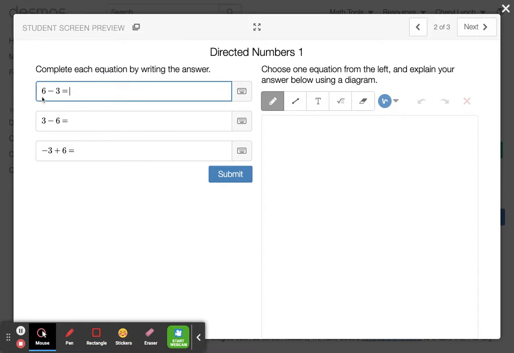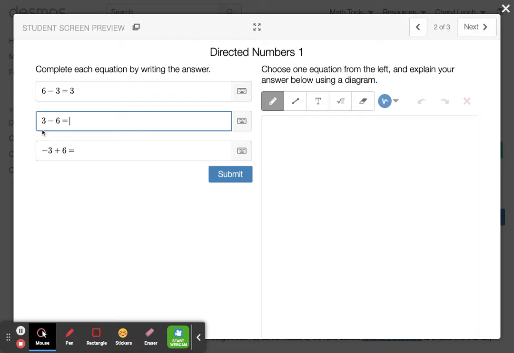And on the first one, 6 minus 3, I know that if I have 6 and I take away 3, it's going to give me a positive 3. On the second one, I know I have to choose one to do a diagram and explain, so I'm going to do that over here.